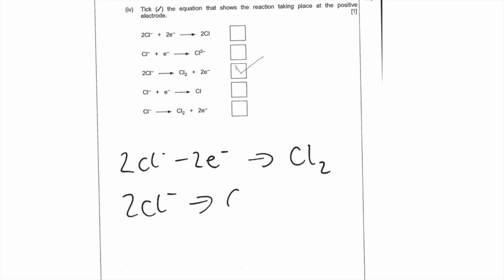Tough question here, okay? We would have written it like this. Minus 2e gives you Cl2. And then just move it around so you can get the way they've written it in the exam. They just use that then to catch you out. Okay, so tough. But look for it.